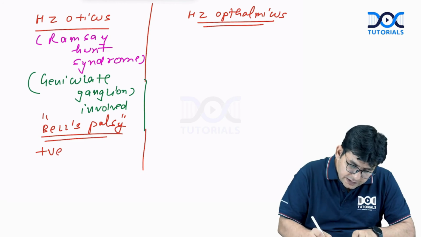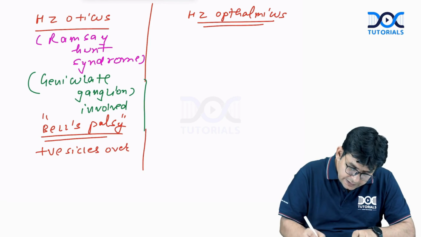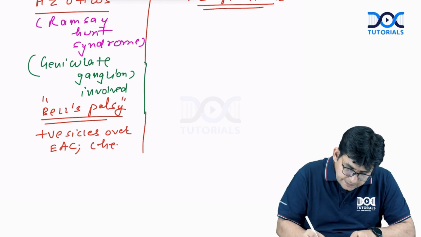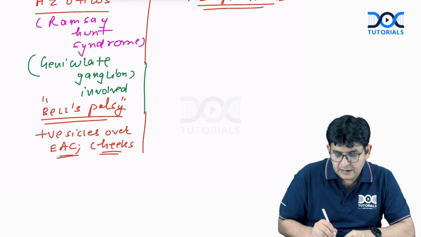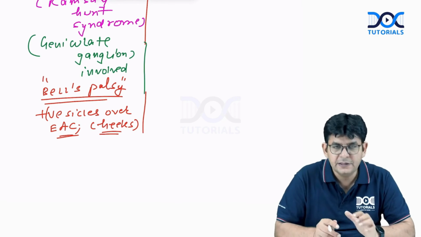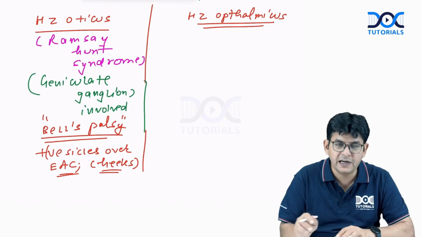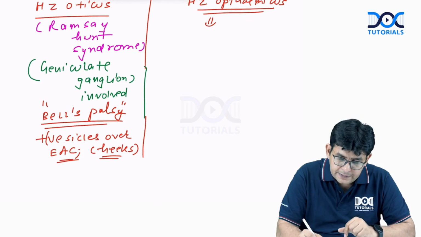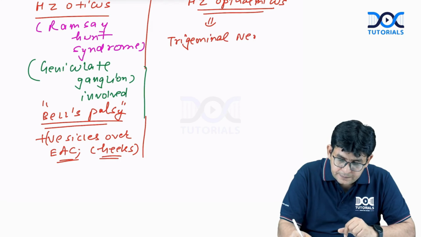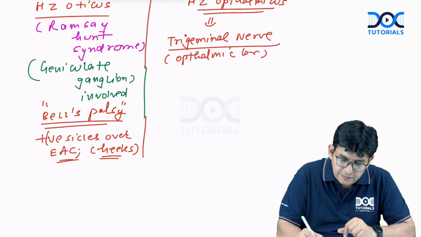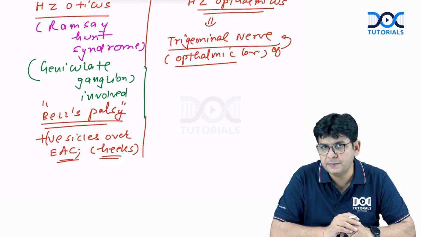This Bell's palsy can happen overnight. Along with that, you will observe vesicles over the external auditory canal, cheeks and other areas. And which ganglion is involved? Geniculate ganglion. So this is regarding herpes zoster oticus. In herpes zoster ophthalmicus, the trigeminal nerve is involved, and that too which branch? The ophthalmic branch of the trigeminal.